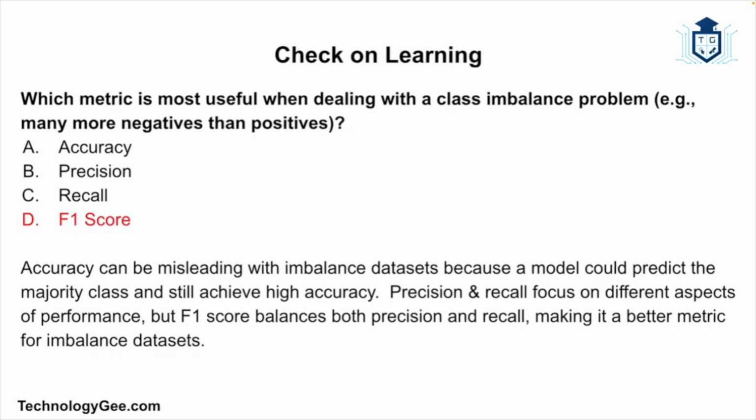So accuracy, this could be misleading with imbalanced data sets because a model could predict the majority class and still achieve high accuracy. Precision and recall, they focus on different aspects of performance, but F1 score balances both precision and recall, making it a better metric for imbalanced data sets.